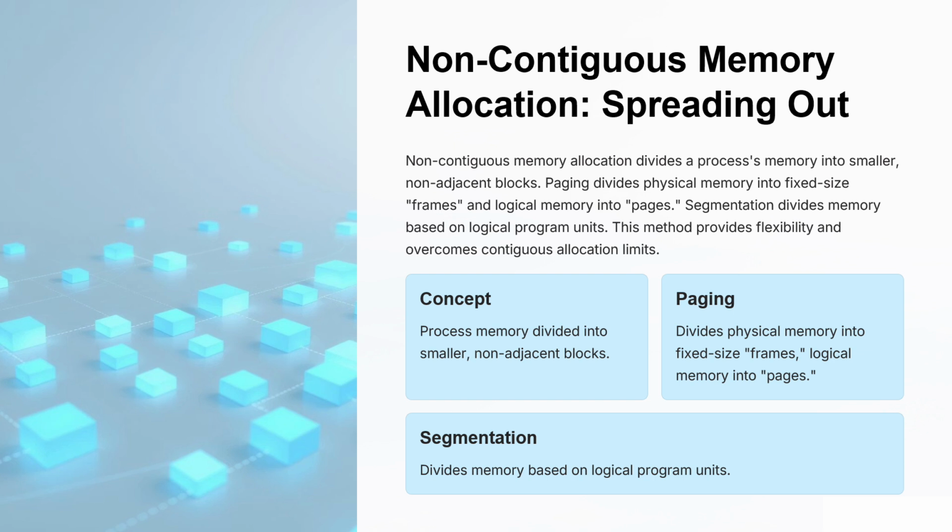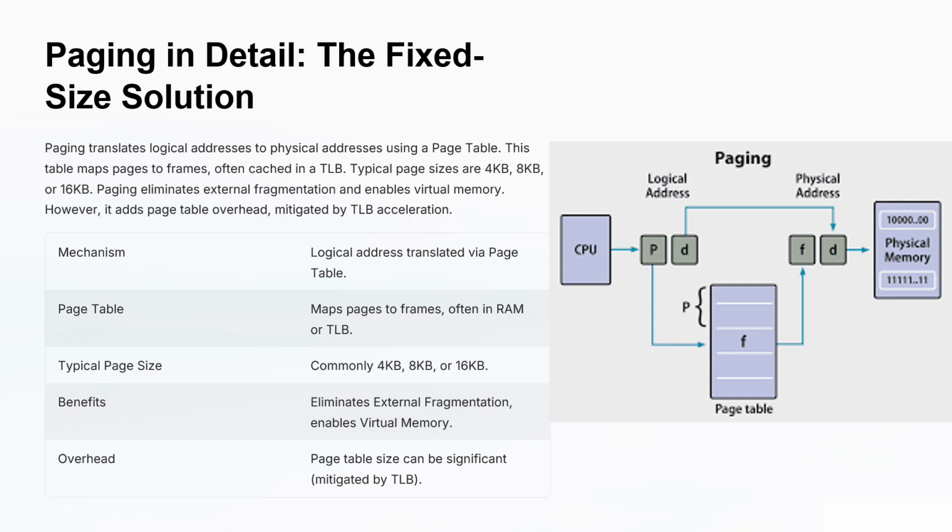The two main techniques used in non-contiguous memory allocation are: first, paging. In paging, both logical and physical memory are divided into fixed-size blocks. Next, segmentation. In segmentation, memory is divided based on program structures like code, data, or stack segments. Now let's go deeper into paging.